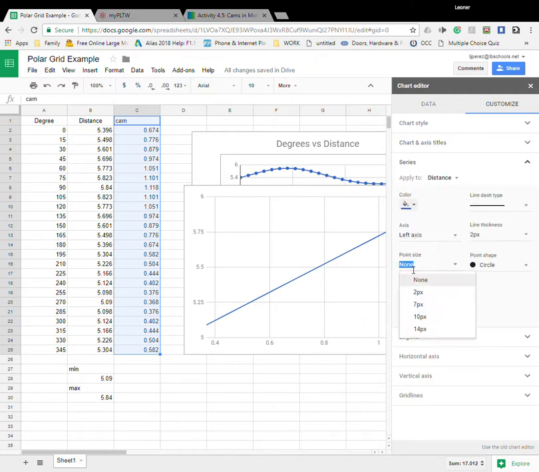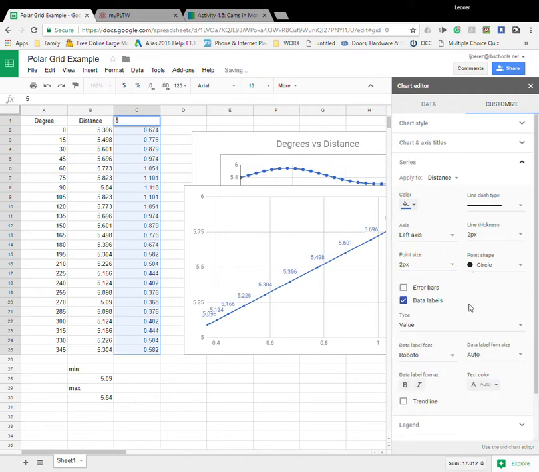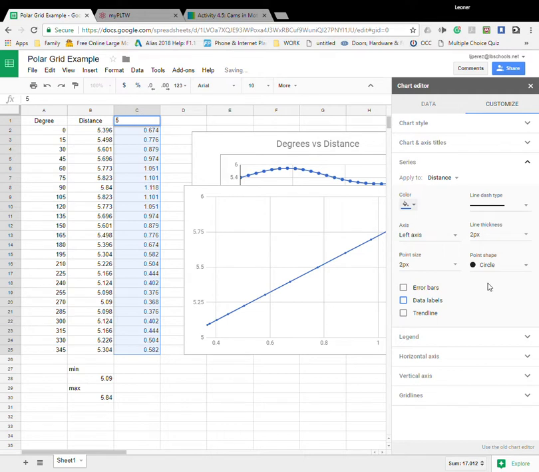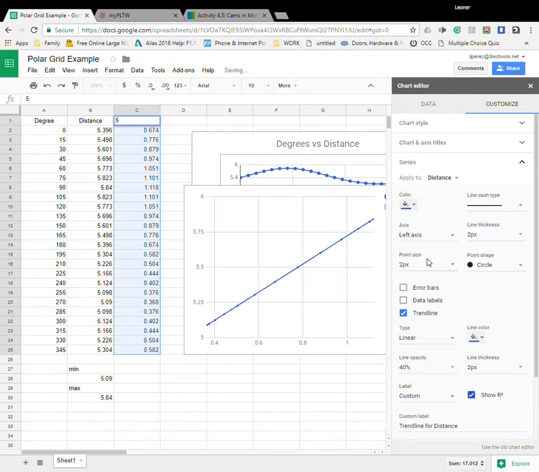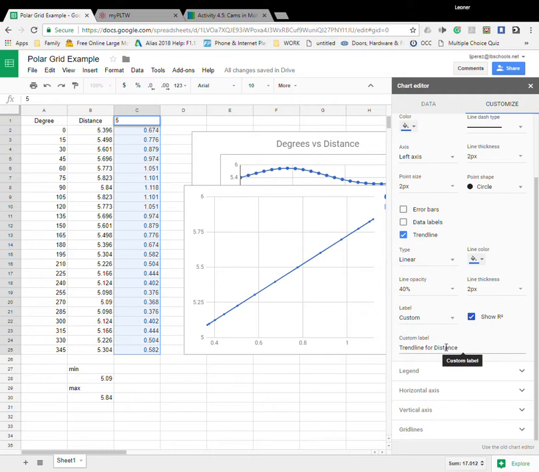Let's go ahead and put a point on there. 2 might be a little small, so let's go to 5. Now what's really important here in order to be able to answer the questions is you need to be able to, let's see, I don't think we need our data labels. We're going to add our trend line. Make sure you show r squared and add your legend, add all the additional information.